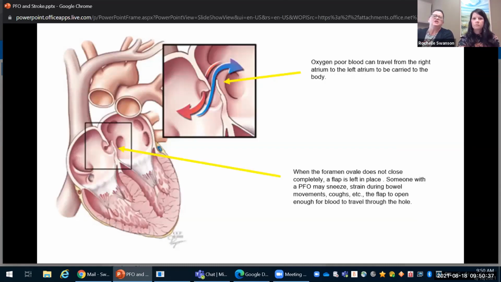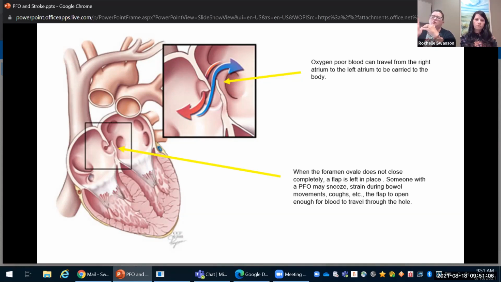So in this image here, this is just a blown up graphical image. You can see where the red and the blue arrows are. When you have that flap opening, that oxygen poor blood can travel, and it can actually go the opposite way as well. But blood is traveling where it should not travel. And in the bottom area, that's just showing you that flap. So that flap is left in place.